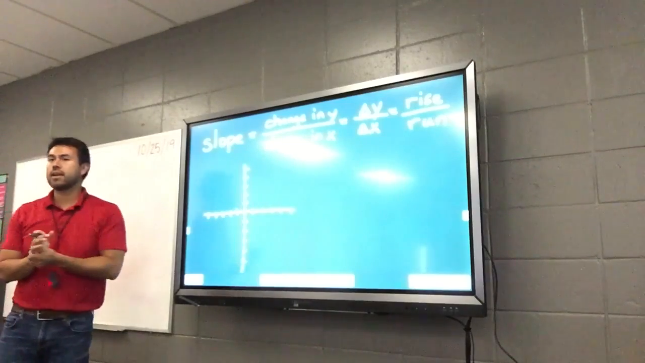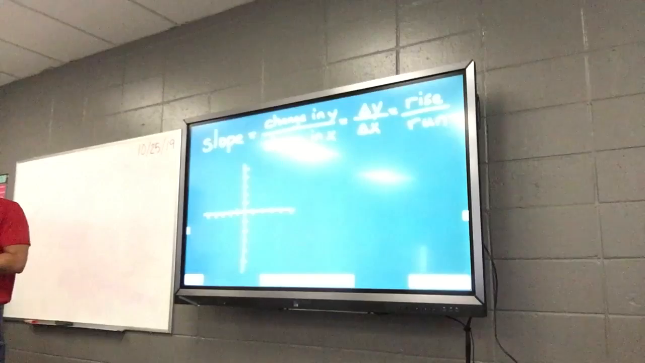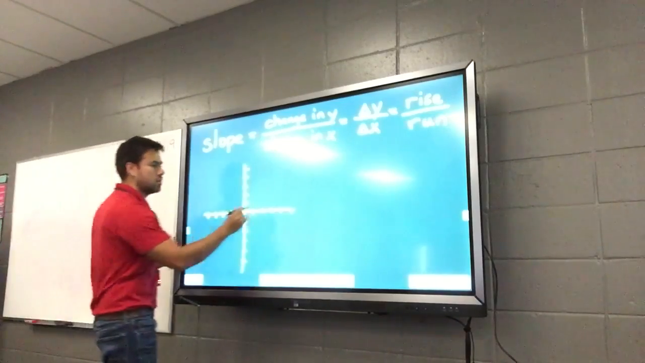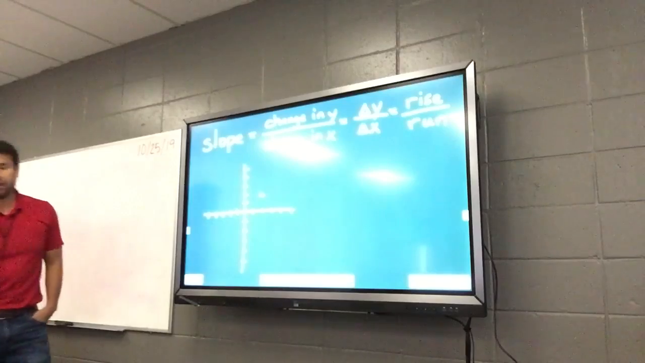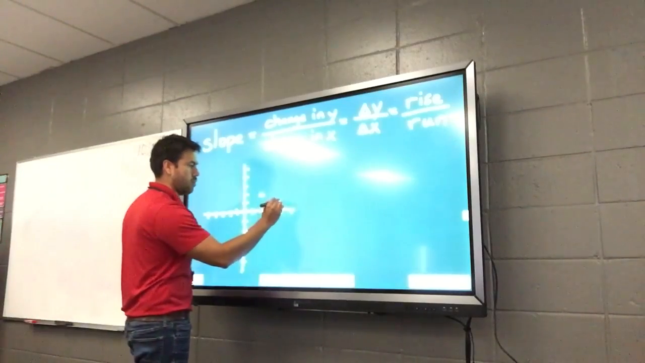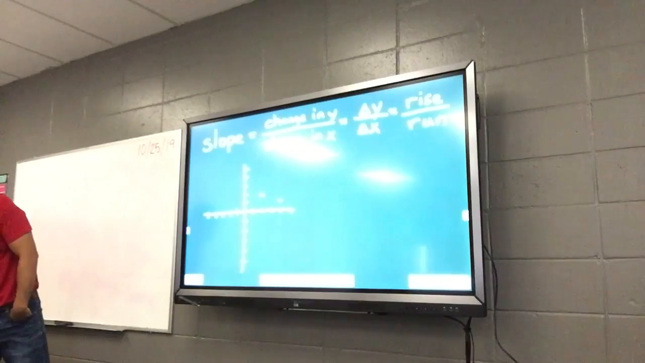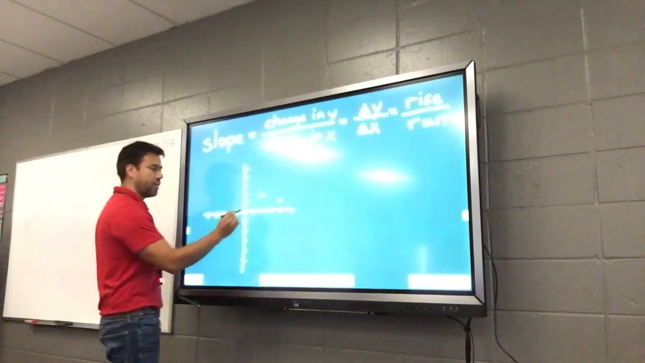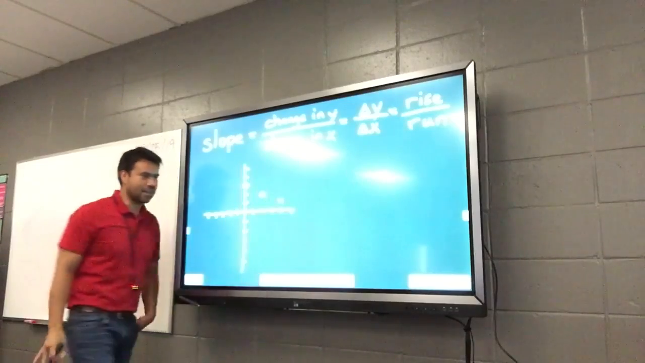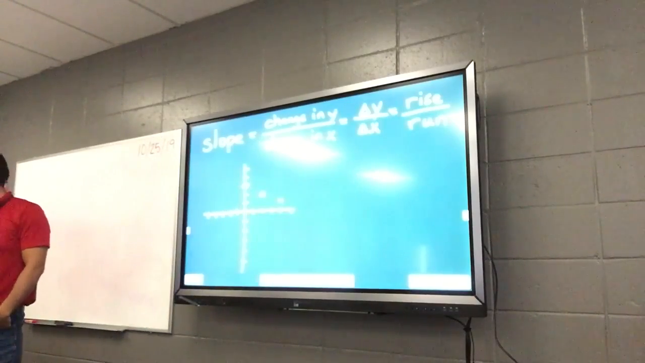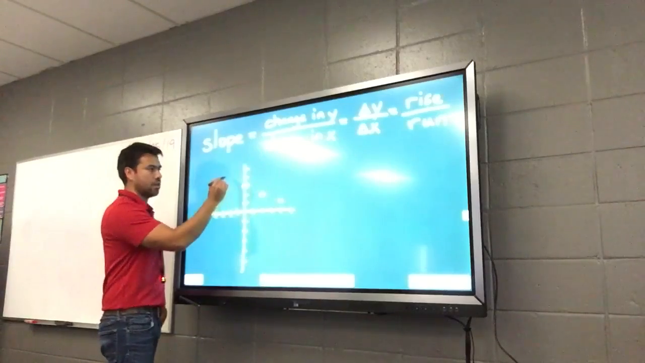All right, real quick, plot these points on that graph. 2, 2. 4, 1. And 0, 3. The bigger I make the dots, the more they fit. Okay, and then negative 2, 4. Negative 2, positive 4.